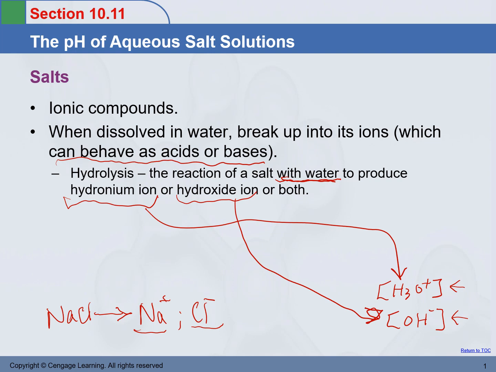To summarize, when you dissolve a salt in water, it will generate ions. Some of those ions may react with water to produce hydronium ion or hydroxide ion, therefore making the solution acidic or basic. Does that make sense to you?